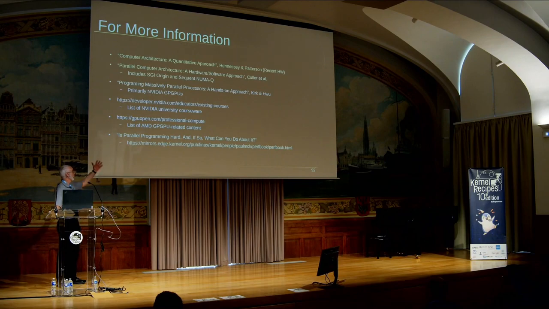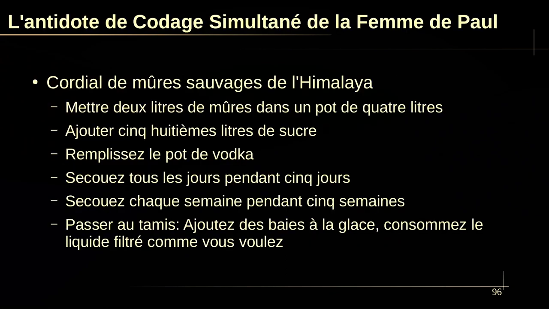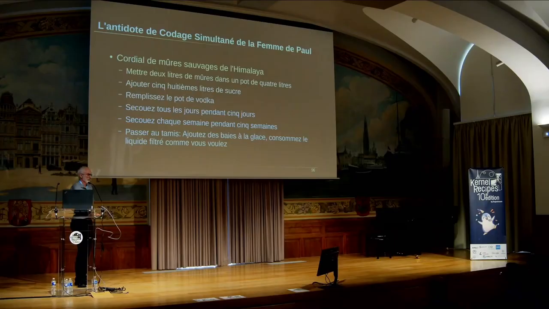There's a bunch of places to get more information. Some people feel a need to recover after concurrent programming, and my wife came to the rescue here. This is my wife's recipe. I haven't actually tried it myself, I don't drink, but all the neighbors really appreciate it. The general idea is you take 2 liters of wild Himalayan blackberries. They grow wild where I am. I'm sure you can substitute some other fruit if you want.